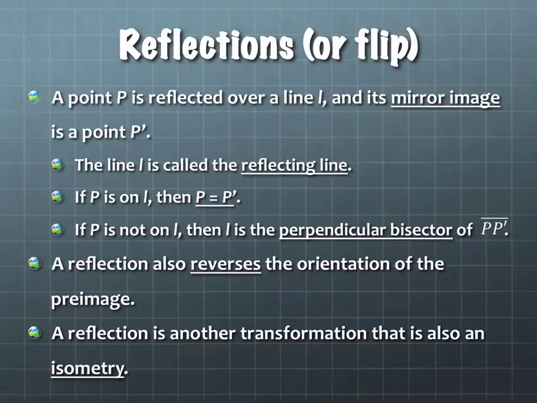A reflection is also another transformation that's an isometry. It preserves distance, preserves length. Remember, that's what our definition for isometry was, that it doesn't change any of our lengths.